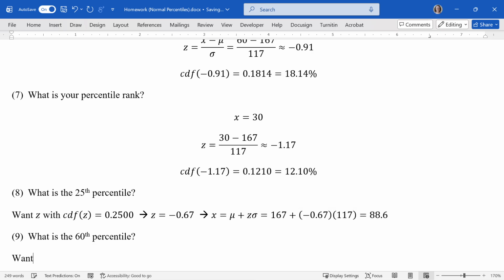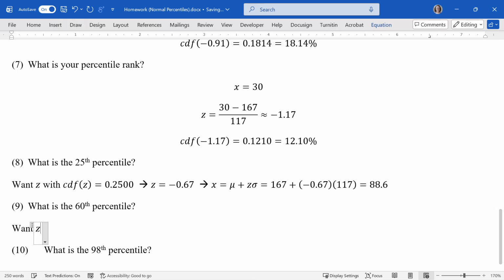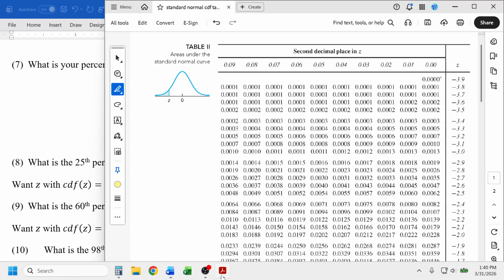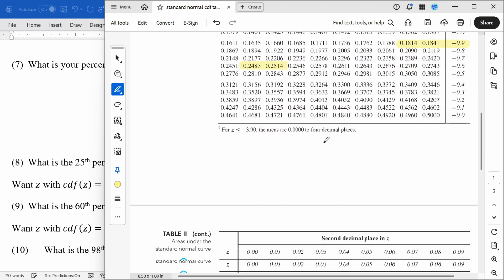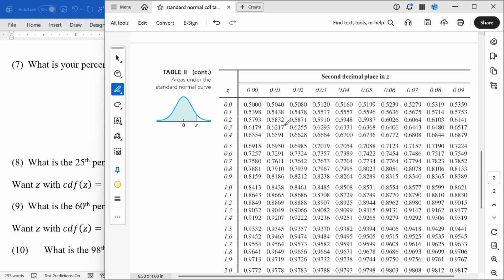Okay, so same procedure here. I want z with CDF of z being as close to 0.6 as possible. So I'm going to look in the table, reverse lookup. Where do I see an area of 0.6? Between these two. And let's see, this one is 13 10,000ths away. This one is 26 10,000ths away. So I think 0.25 is going to be the closest.